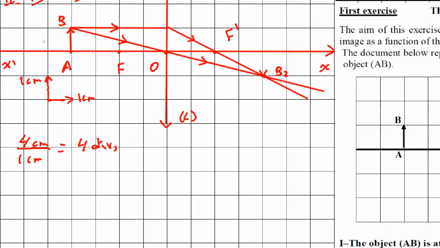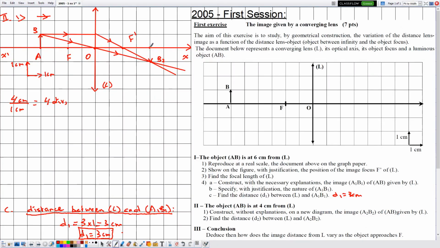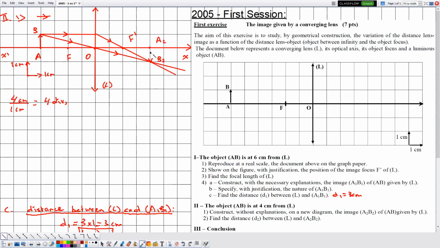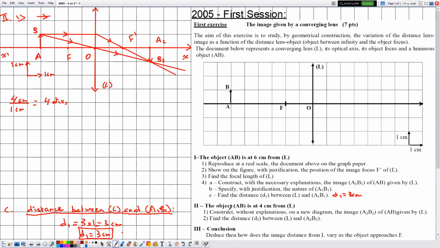Now let's trace A2, the image of A. Here A represents the foot perpendicular of B on the optical axis, then A2 will represent the foot perpendicular of B2 as well on the optical axis. So this is the tracing of A2B2. Here I repeat that no justification is required, although they told me construct, but in the same part they told me without explanations. This is it for number 1 of part 2.